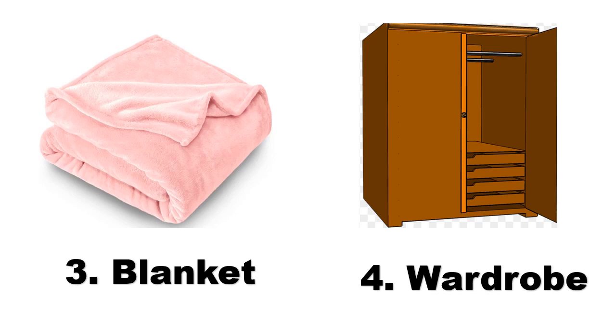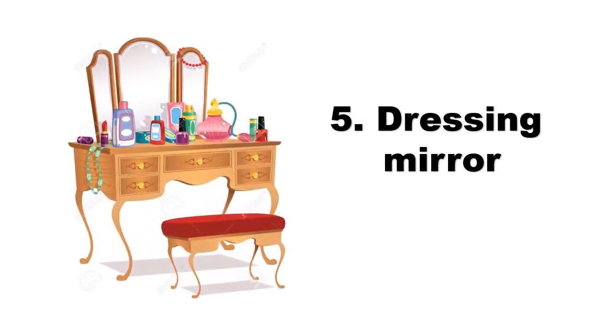Number three, blanket. When you're sleeping, you use a blanket to cover yourself. Number four, wardrobe. You keep your clothes in the wardrobe. Number five, dressing mirror. Dressing mirror. Repeat after me. Dressing mirror.